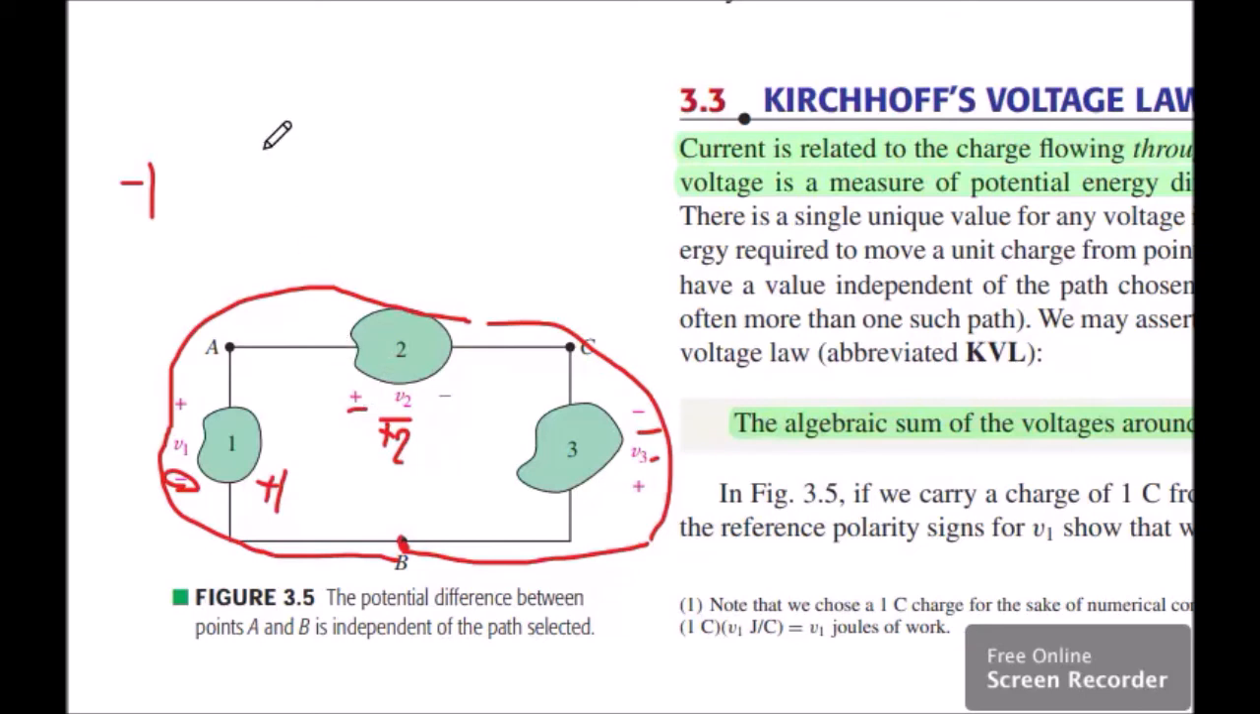Next is positive 2 minus V3 is equal to 0. And that gives us a V3 which is equal to 1 volt. Okay? So if we loop around, according to our calculation, we have negative 1 plus 2, that is 1, minus 1, that is 0. So our total voltage is equal to 0.